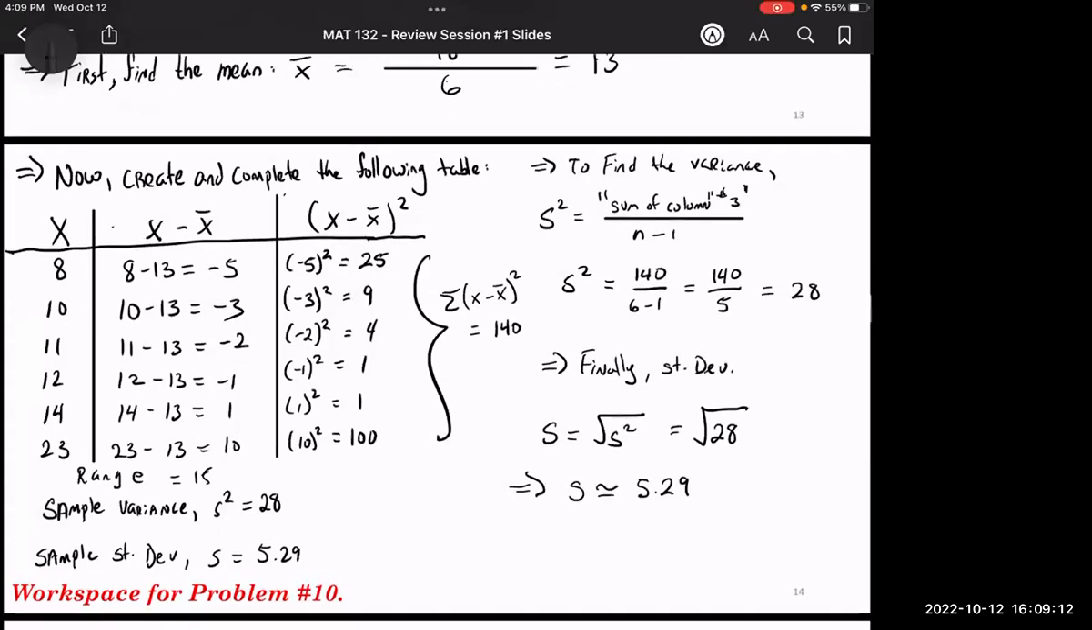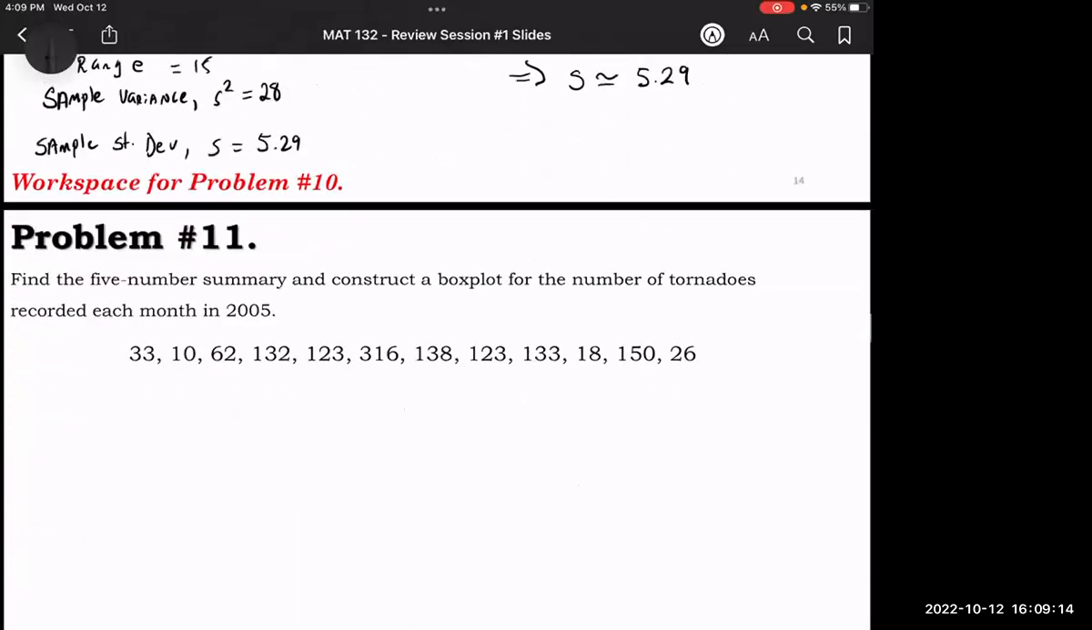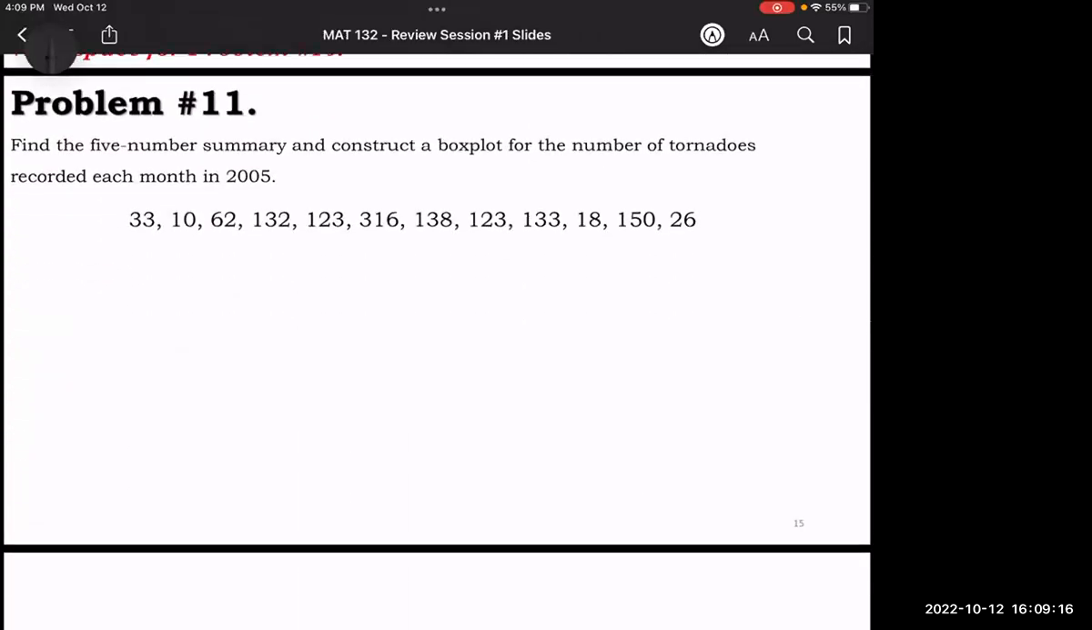All right, so we're halfway through. Now we're up to problem 11. Problem 11 states that we have to find the 5-number summary, then construct a box plot for the number of tornadoes recorded in each month in 2005. So what is the 5-number summary? What does the 5-number summary consist of?